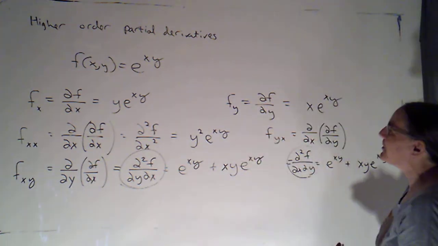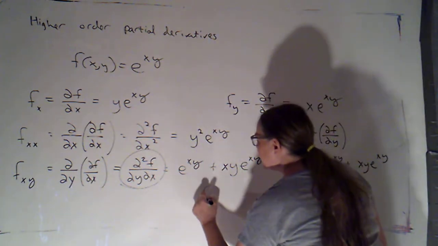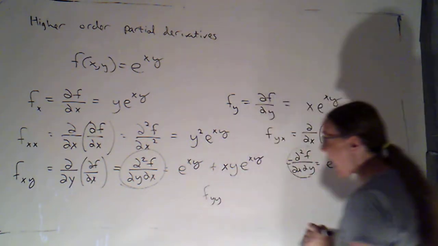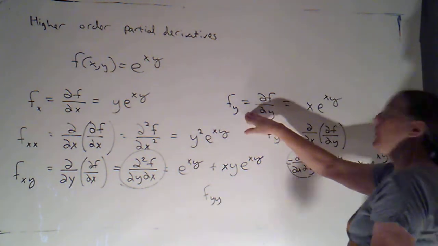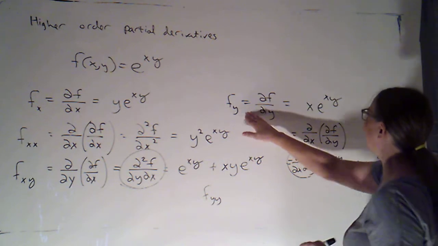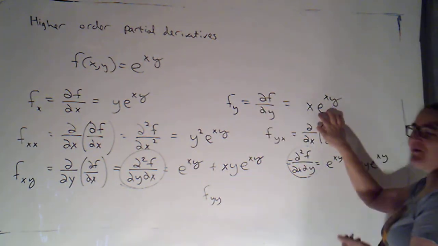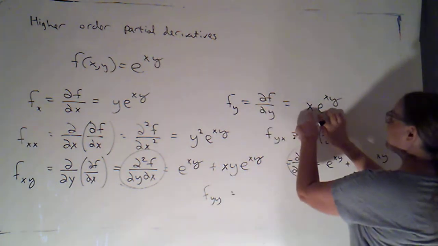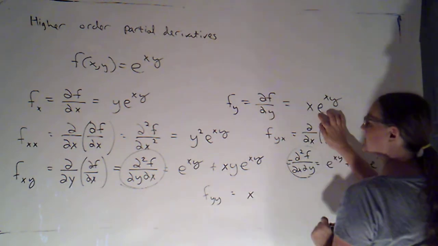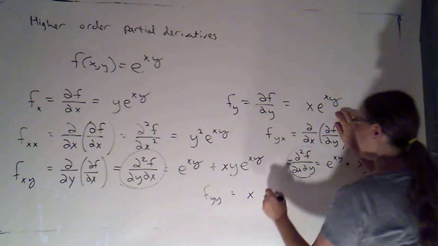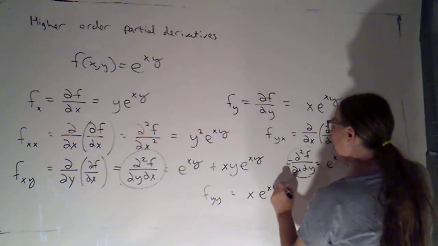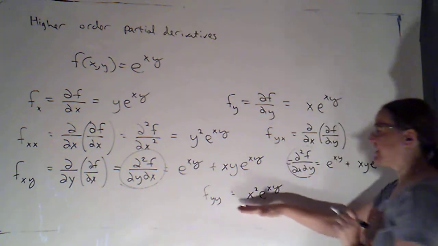Okay, but our fourth partial derivative that we have would be f sub yy, that would be taking the partial of the partial with respect to y with respect to y. Okay. All right, and for that one, we don't need product rule. x is just a constant, so I get x times the partial of e to the xy with respect to y, which is going to be e to the xy, and then I get a second factor of x.